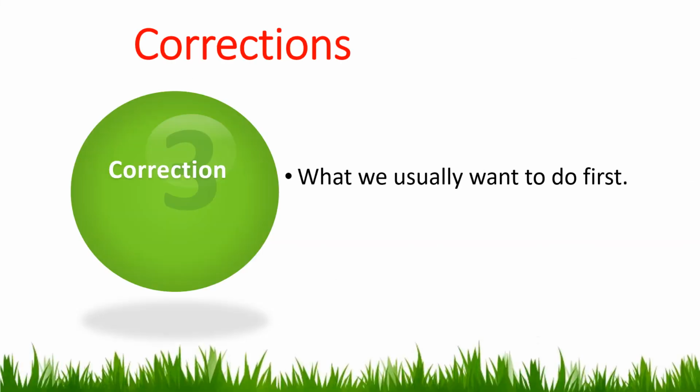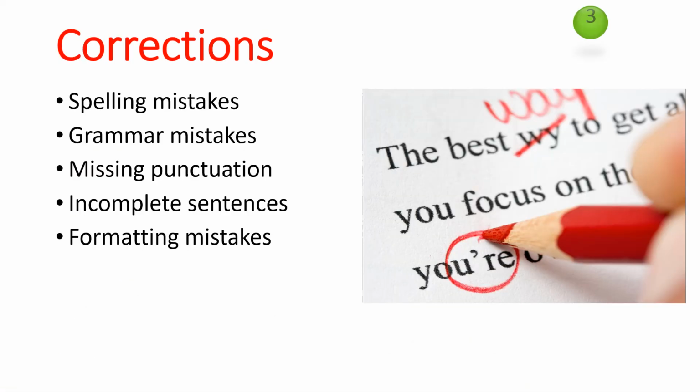The third step for peer editing are corrections. Corrections is usually what we want to do first because it's the easiest thing for us to see. Corrections are things like spelling mistakes, grammar mistakes, punctuation, incomplete sentences, formatting mistakes, things like this. We can easily see when there's a spelling mistake or something like that. That's why usually that's what we focus on when we do peer editing. And sometimes we forget the other two steps.